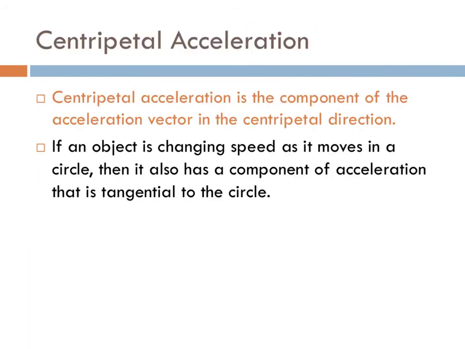Now remember, centripetal acceleration is the component of the acceleration, because remember, acceleration is a vector. It's a component of the acceleration vector in the centripetal direction. So, if an object is changing speed as it moves in a circle, then it also has a component of acceleration that is tangential to the circle. Again, the situations we'll see for right now, we're looking at a constant speed moving around a circle. But let's say we were not moving at a constant speed and we're actually speeding up. Then I would have a tangential acceleration as well as a centripetal.